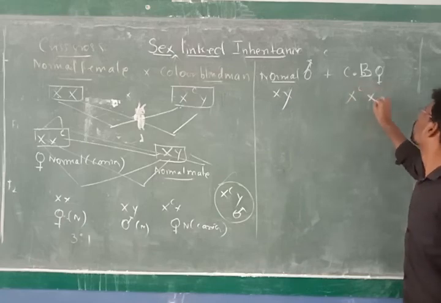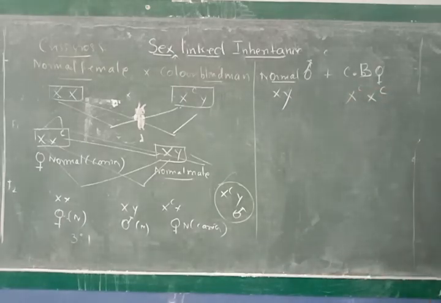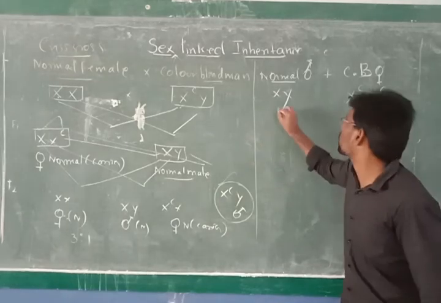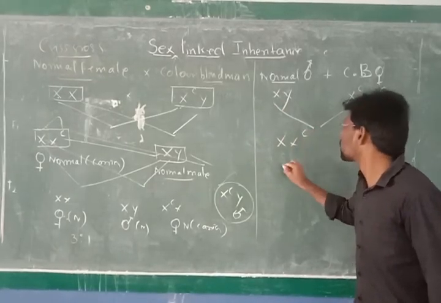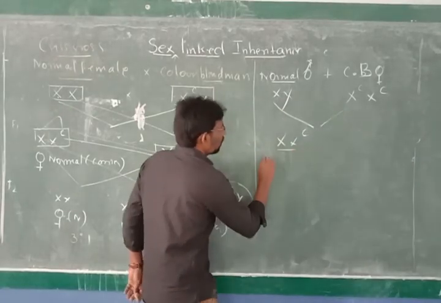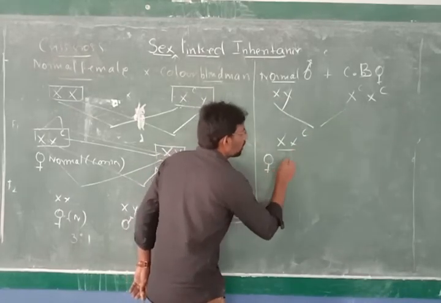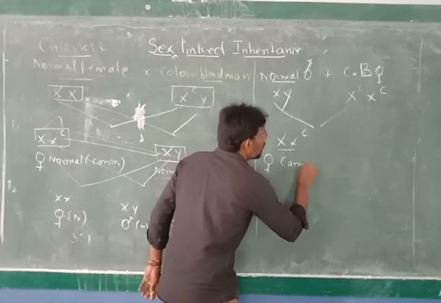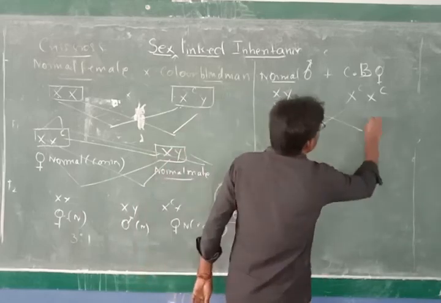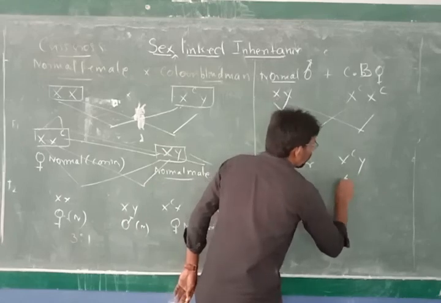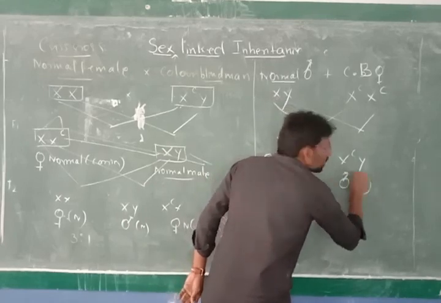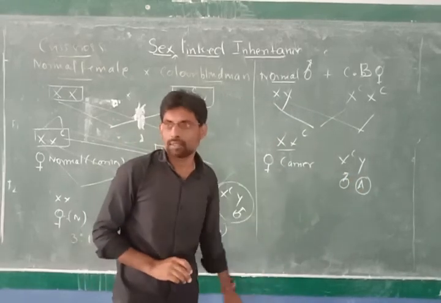Now the female is colorblind, so both X chromosomes carry the defect: X^C and X^C. Same situation. X, H joins. So that is what it is. It is a female, normal but still a carrier. Then this is a male, affected or diseased. A for affected.